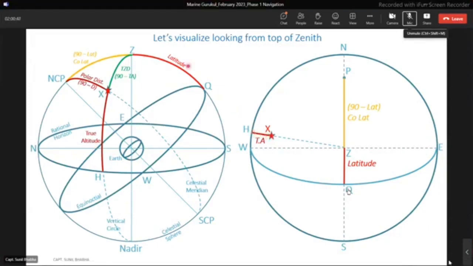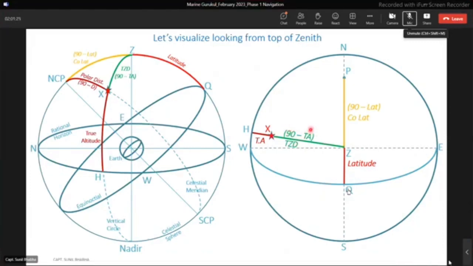Now going back to the celestial sphere diagram, you see Z to X. This is the true zenith distance of the body, which is 90 minus true altitude. So let's show it here. Z to X. Let's highlight it also with the green color. You see Z to X is the true zenith distance of the body, and it is equal to 90 minus true altitude.